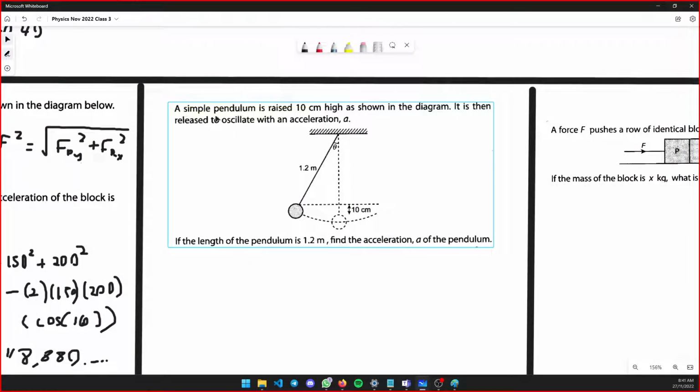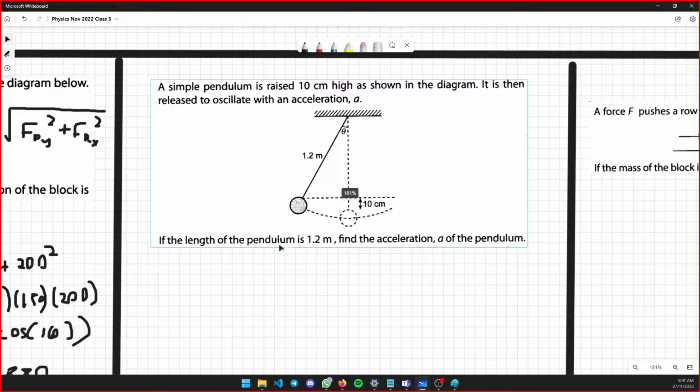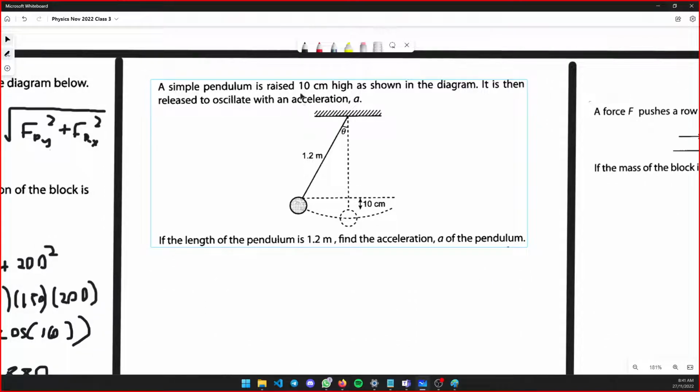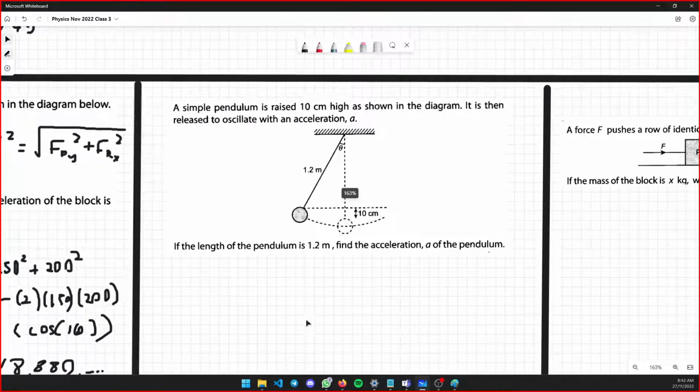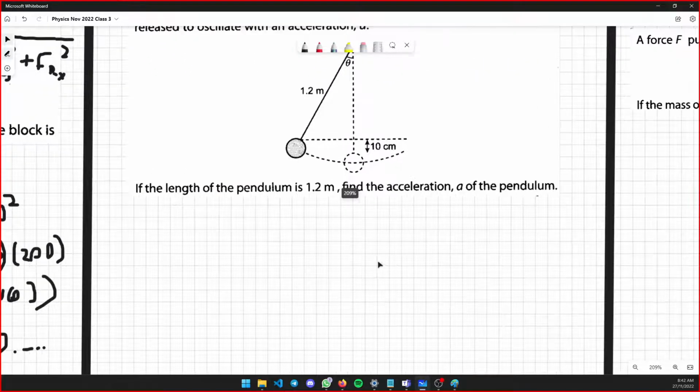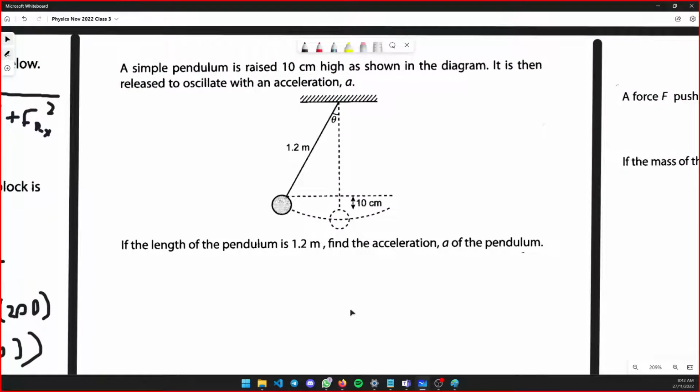Let's try a second question. A simple pendulum is raised 10 cm high, as shown in the diagram here. So the delta here is 10. It is then released to oscillate with acceleration A. The length of the pendulum is 1.2. Find the acceleration of the pendulum. I think you might have learned this before. Would you like to give it a try?